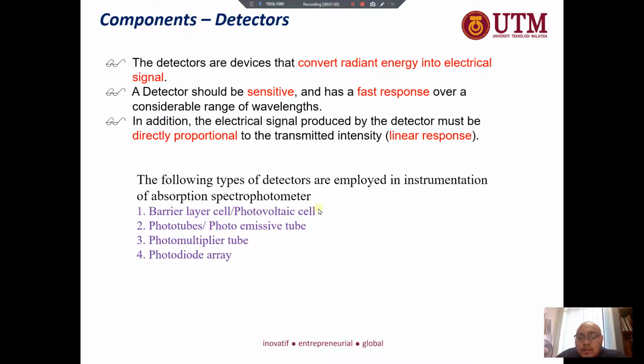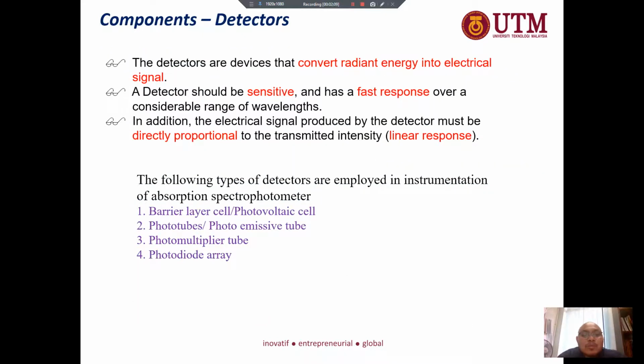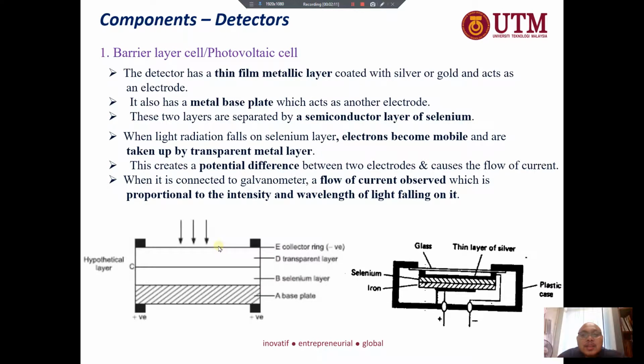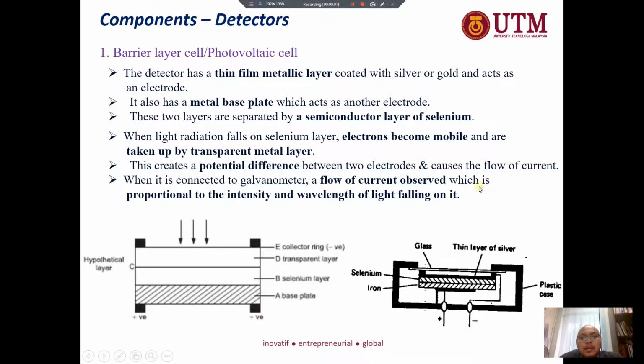Okay, we have a lot of kinds of detectors. The first, we have the barrier layer cells. Next, we have phototubes. The next one, we have the photomultiplier tube. And the next one is the photodiode array. I don't need you guys to remember a lot of things. Maybe you need to remember one or two. That is much easier for you. Next we will learn a little bit about specific detectors, but please don't memorize everything. You just need to understand the concept.